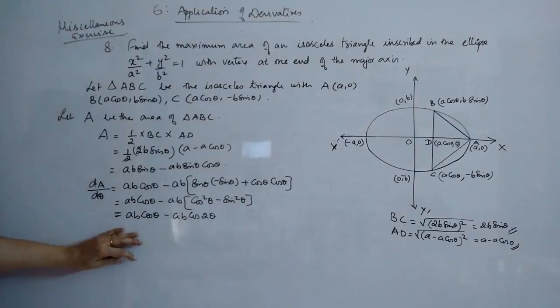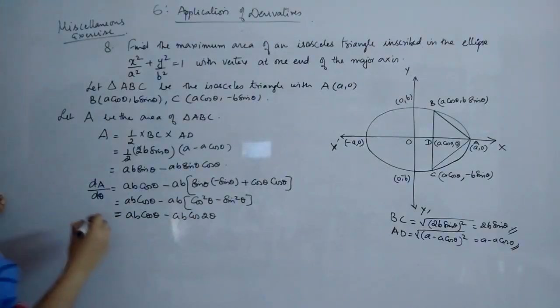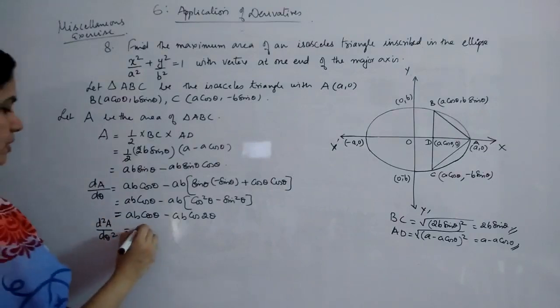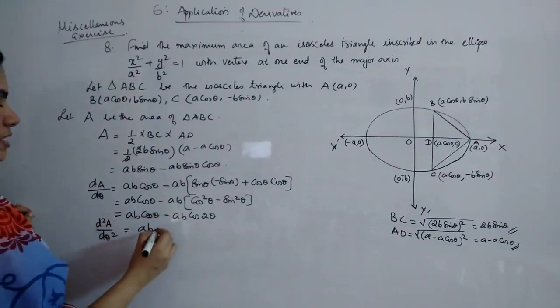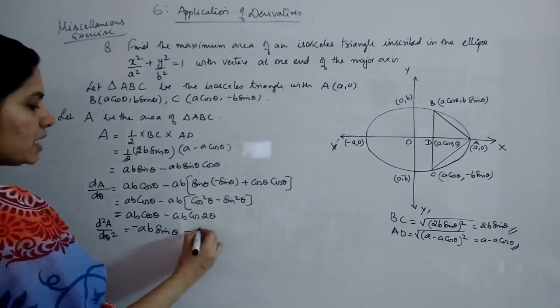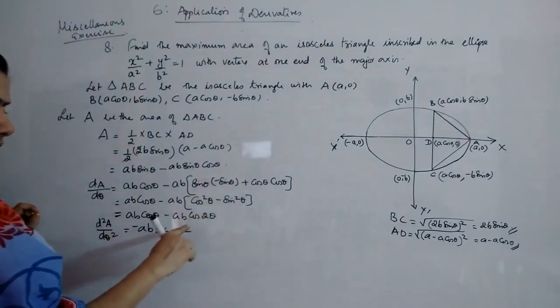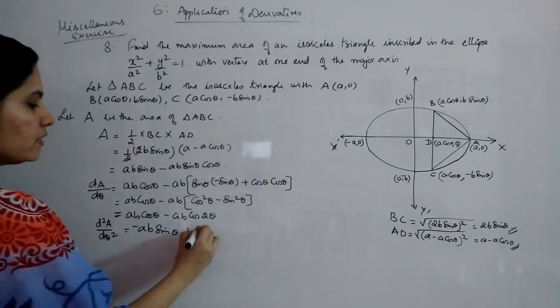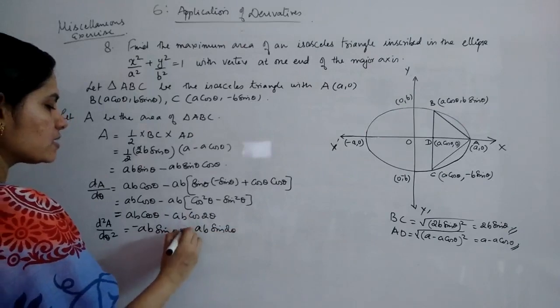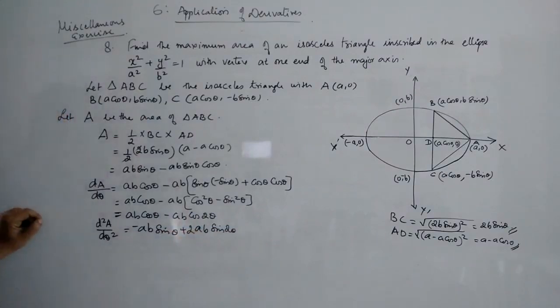Now we find the second derivative. We get d square A by d theta square equal to ab into the derivative of cos theta, which gives minus sin theta, minus ab into the derivative of cos 2 theta, which gives a negative sign, so it becomes positive, ab sin 2 theta into 2. So it is plus 2ab sin 2 theta. This is the second derivative. Now equating the first derivative to 0 will give you your maxima or minima.